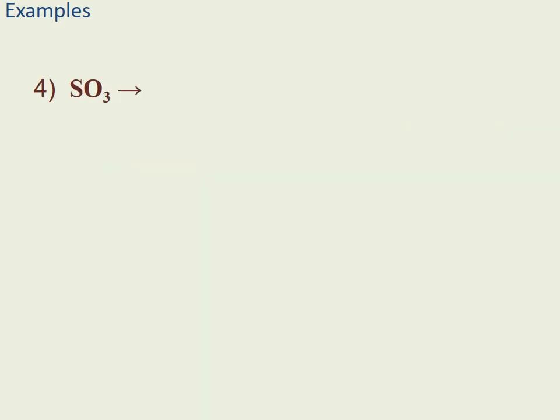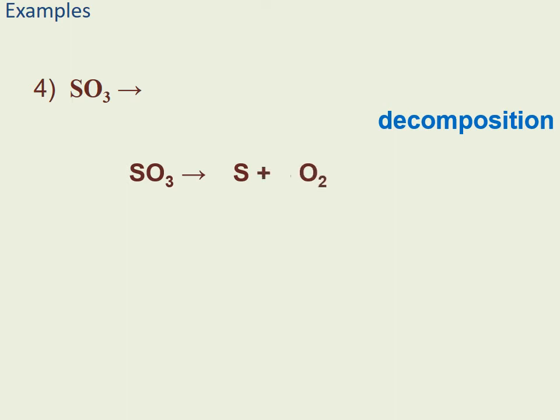Example 4, SO3. It is not reacting with anything, so it has to be decomposition. It's a covalent molecule, and we said when there's decomposition of a covalent molecule, we break the elements up into their simplest form. The simplest form of sulfur is just S, and the simplest form of oxygen is O2 because it's a diatomic. Then we balance, and the question is complete.